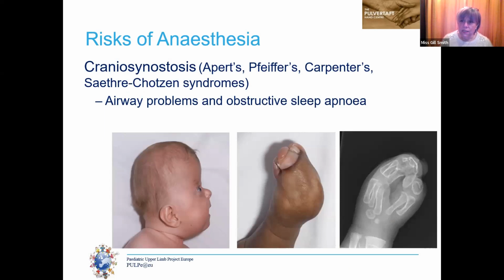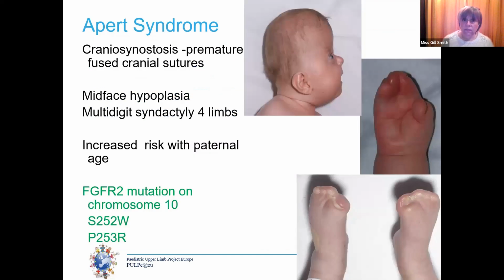Other risks of anesthesia. There's a whole host of craniosynostosis that have risks for anesthetic because most of them have airway issues. And some will have obstructive sleep apnea as well. In fact, Apert syndrome also has central apneas as a possibility. So they have central apneas, they often have choanal atresia, they have mid-face hypoplasia, they have obstructive sleep apnea. You just wonder how their airways ever work, and indeed some will need tracheostomies.